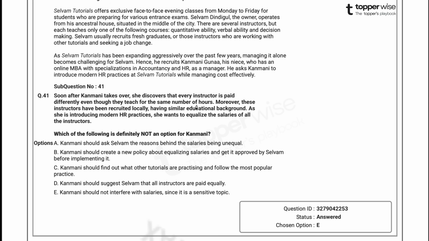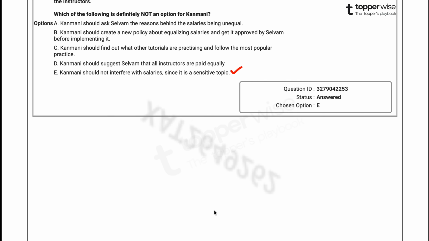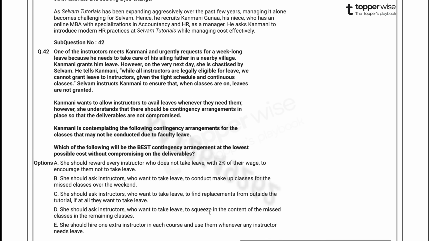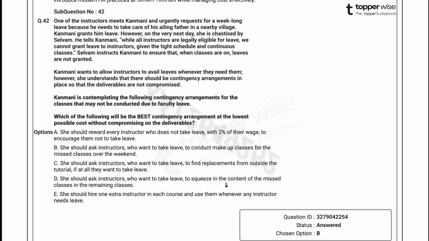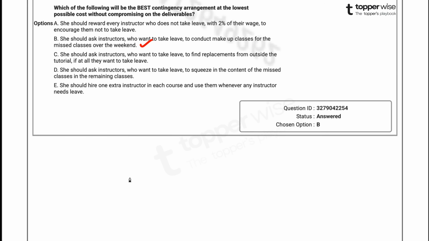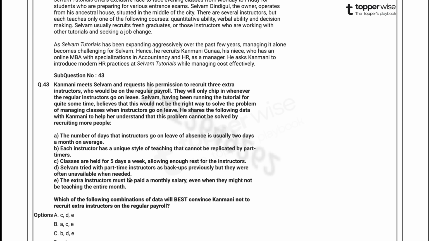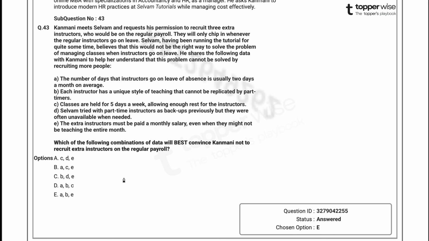Now, moving to 41. For 41, option E will be the correct option. Then we will move to question number 42. For question number 42, option B will be the correct answer. Now moving to question number 43. For question number 43, option E is correct here.